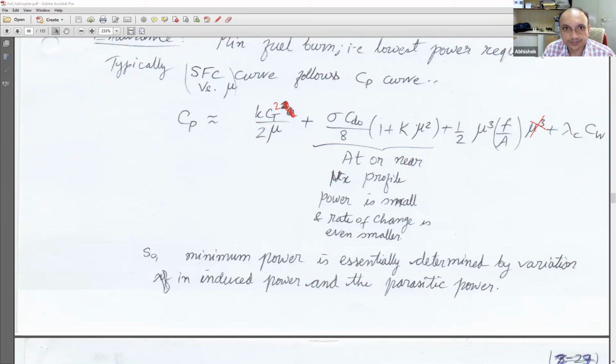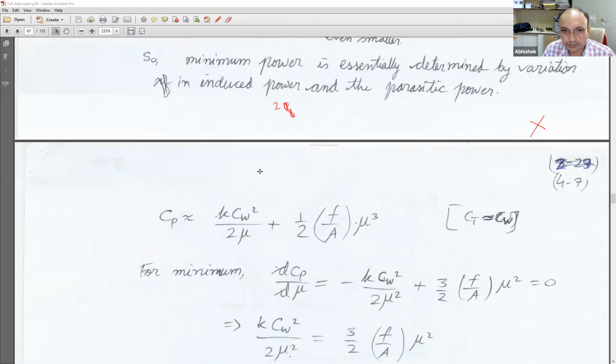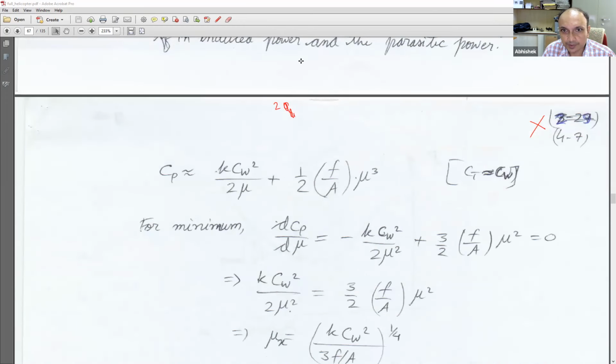All right. So now with that assumption that my profile power contribution and its derivative are very small, I go to the simplified expression purely for the purpose of getting an analytical expression. So now my CP is approximated to kappa C W square by 2 mu plus half F over A mu cube. So for a minimum for this particular function, to achieve a minima, I take the derivative dCp by d mu and set it to 0.